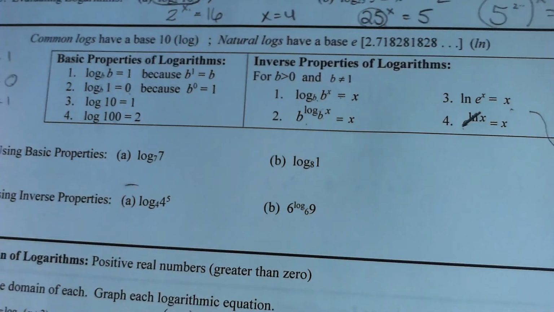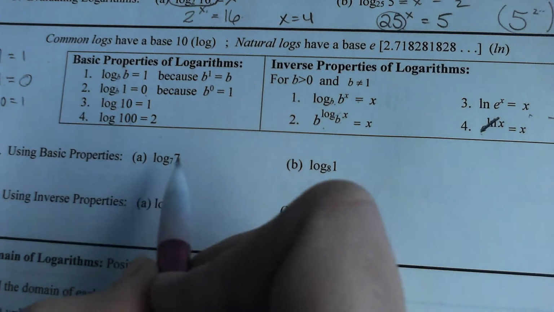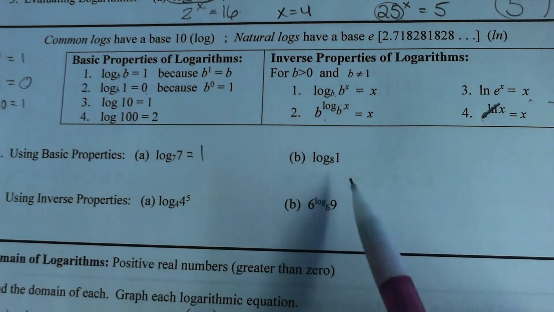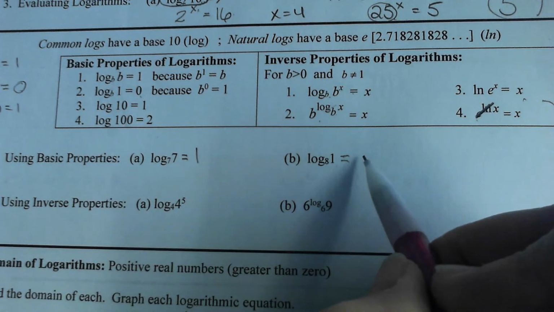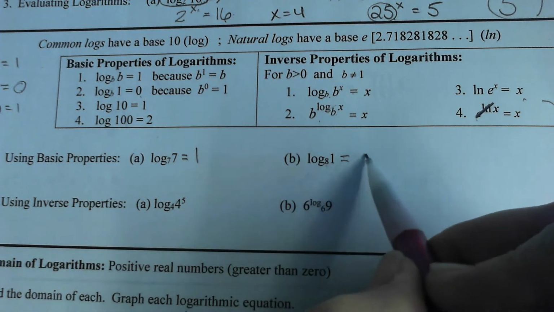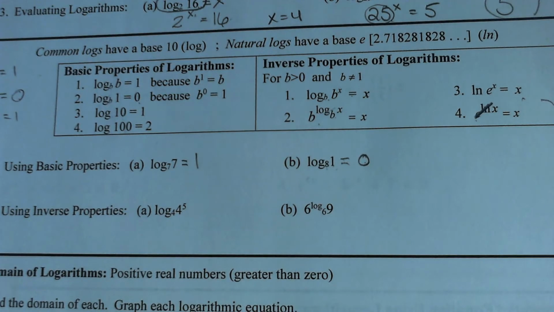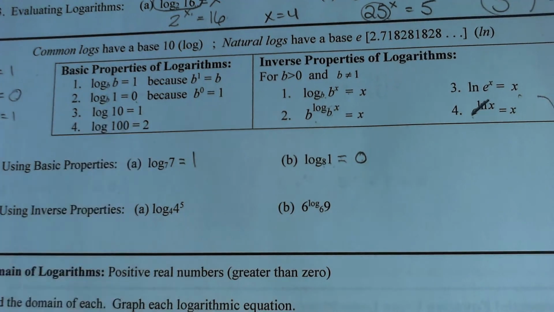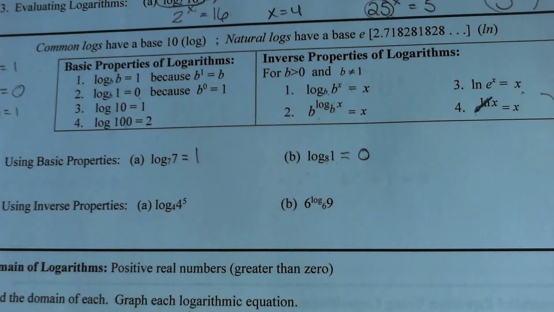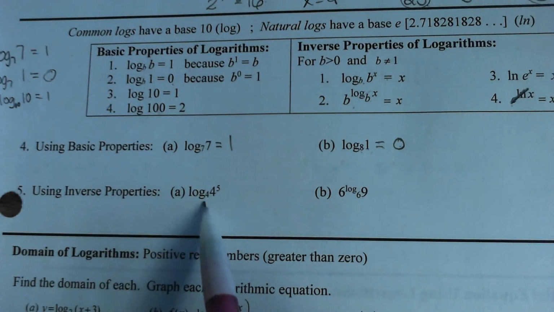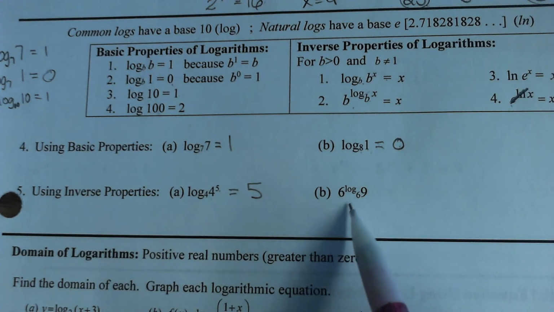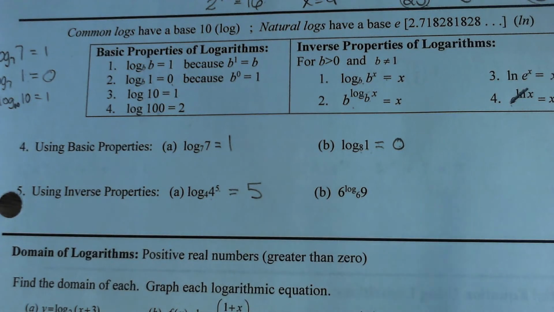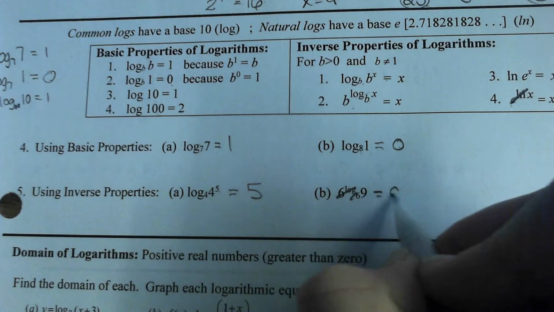So on the bottom, log base 7 of 7 is what? 1. Log base 8 of 1 is what? 0. No. 8 to what power gives you 1? 0. That's property 2. Log of 1 is always 0, no matter what the base is. Log base 4 of 4 to the 5th will be what? 5. And 6 to the log base 6 of 9. Good.